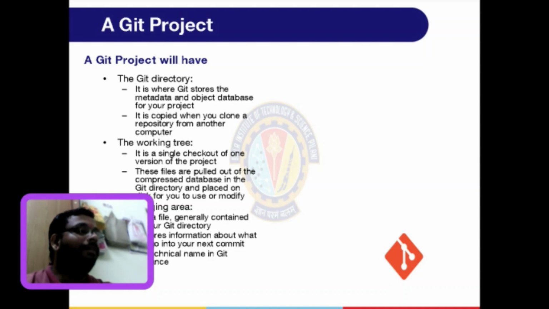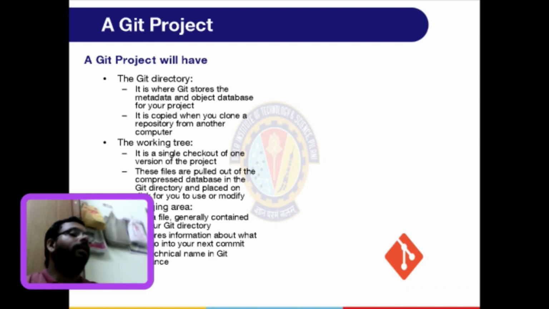It is a file generally contained in your Git directory. It stores information about what will go into your next commit. Its technical name in Git parlance is the index.